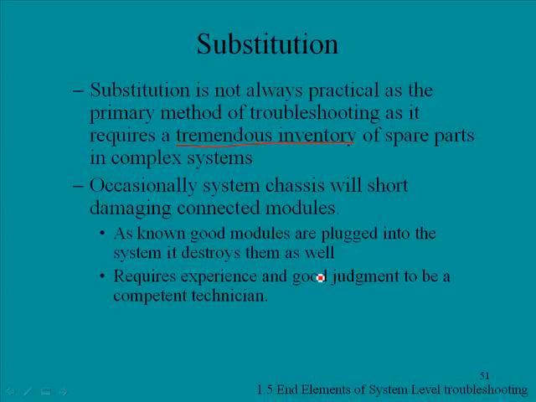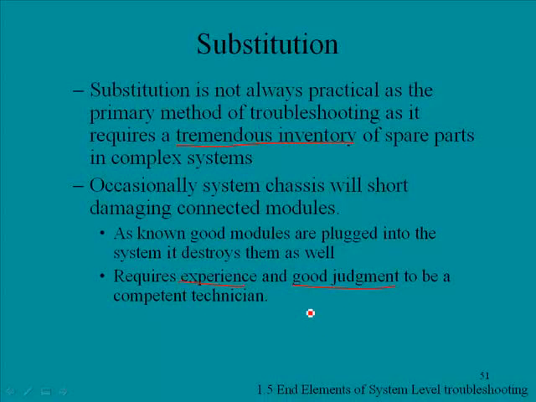So substitution doesn't always work, and it requires experience and good judgment on the part of the technician to determine when substitution is going to work and when it is not.